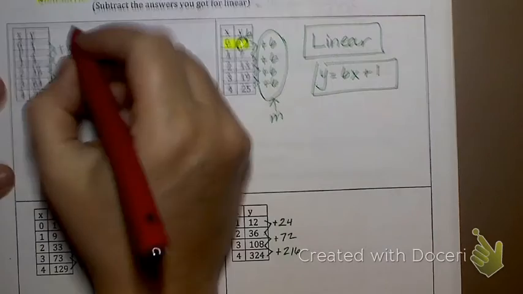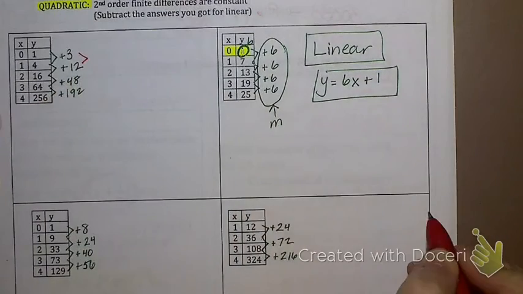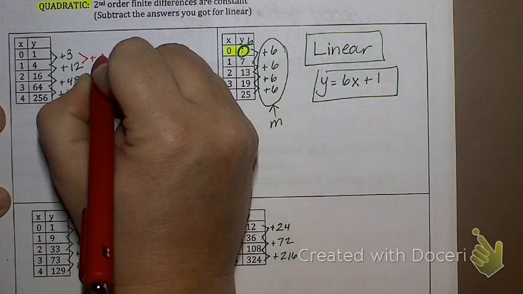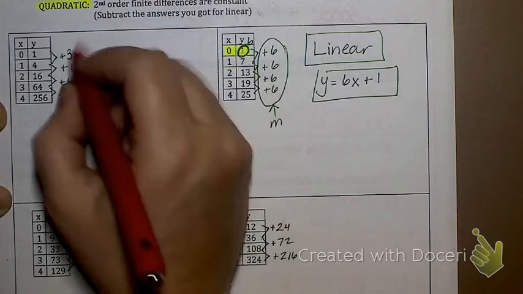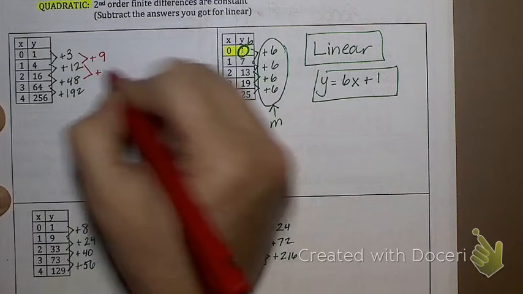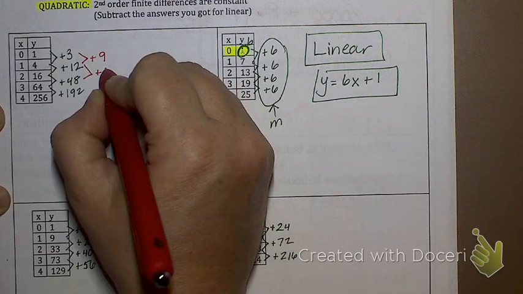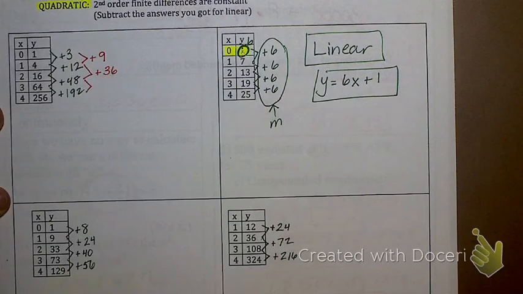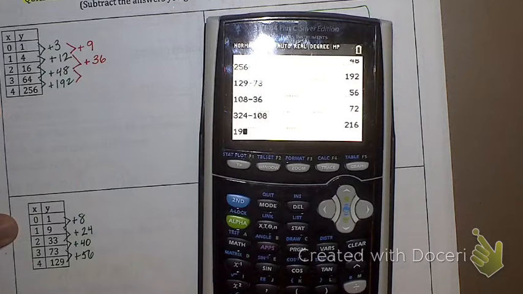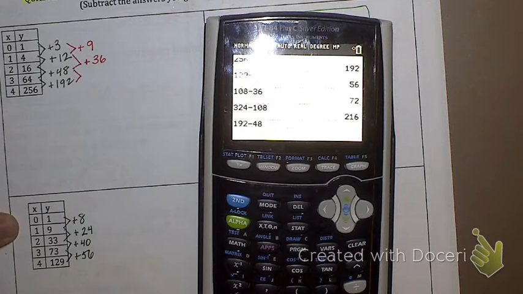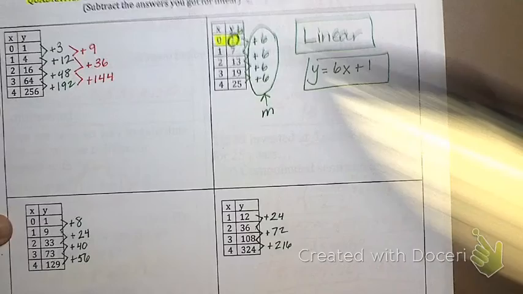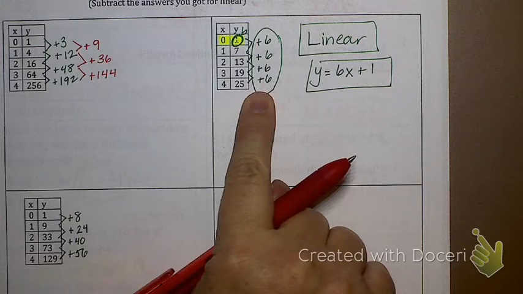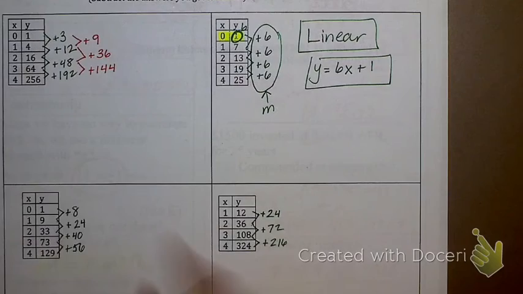What does that mean? Well, let's go from 3 to 12. What do you have to do? Add 9, right? 3 plus 9 is 12. 12 plus what is 48? 36. And what about 48 plus what is 192? 144. Now there may be a pattern in those numbers, but it's not an obvious pattern like this. We're looking for constant numbers. So far not constant, right?